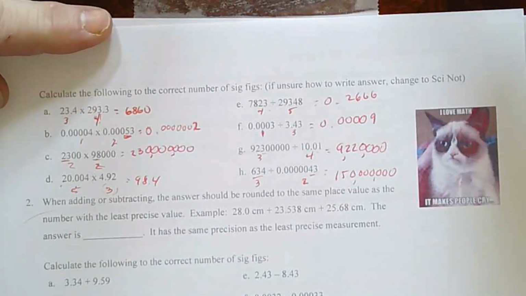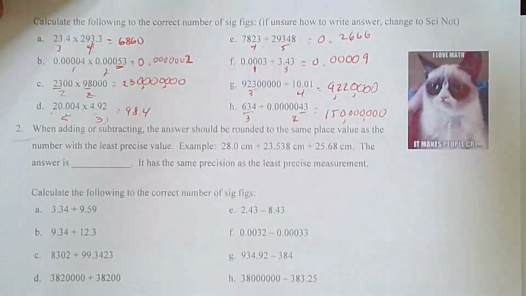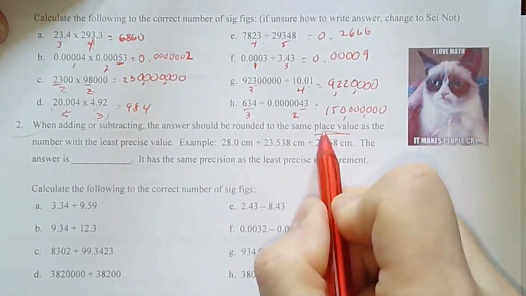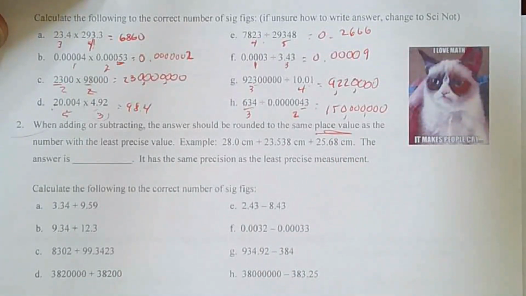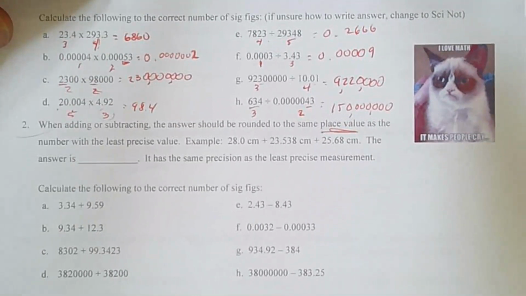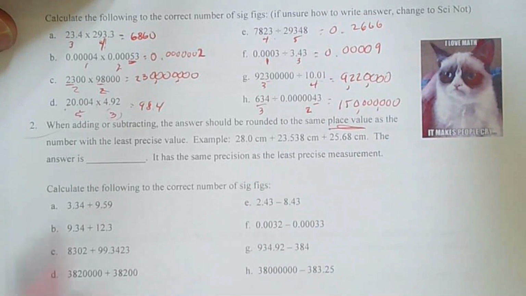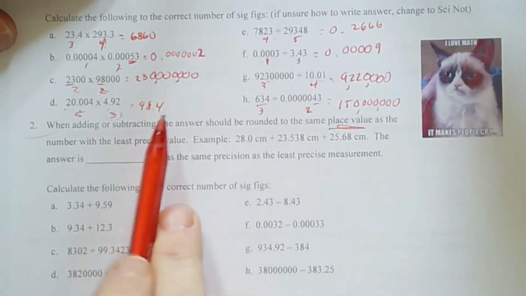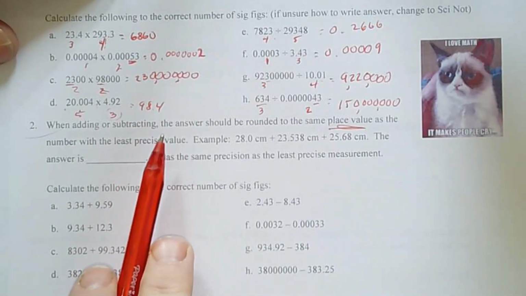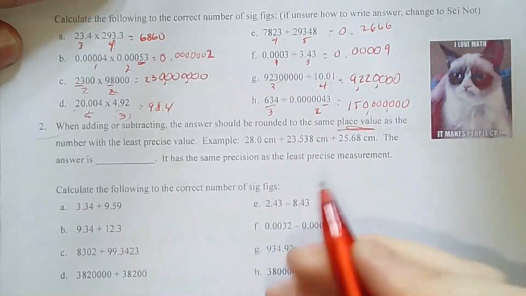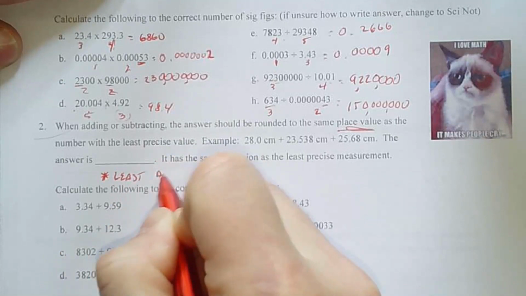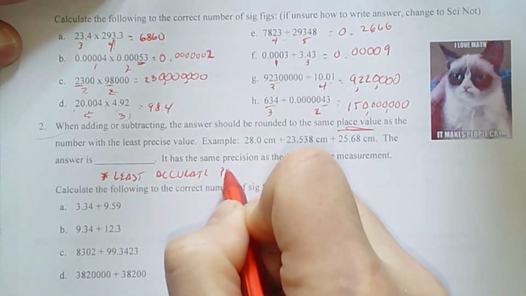Okay? Now, when adding and subtracting, we're switching gears. The answer should be rounded to the same place value as the number with the least precise value. What that means is that in multiplication and division, which we're doing up here, all you're concerned with is the least number of significant figures. In addition or subtraction, you're looking for the thing that has the least accurate place value.